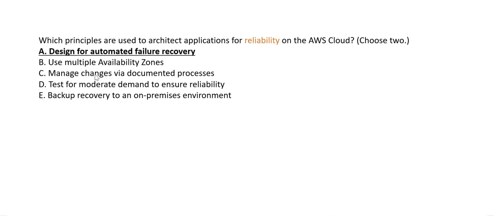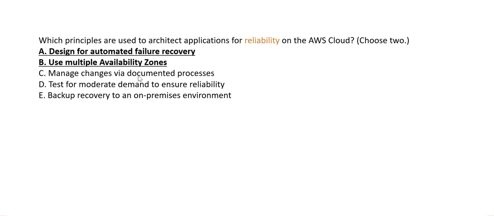Let's go to the other options. Use multiple AZs. So this also will be my second option, because in a region there are multiple AZs. If you have used just one AZ for your applications, and if that AZ fails, then your application can operate from another AZ if you have chosen multi-AZ deployment. So this will increase the reliability of your applications. You can access the applications. So B would be my second choice. I have two answers, but still let's go through the other options.